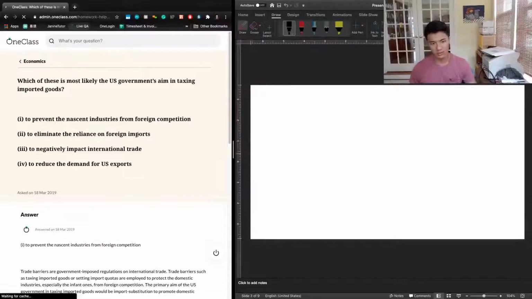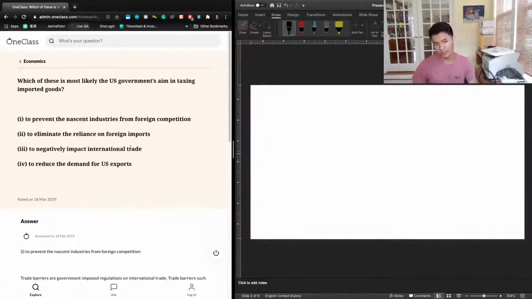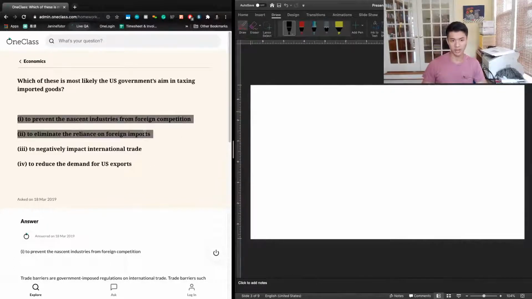Okay, next question. Which of these is most likely the U.S. government's aim in taxing imported goods? 1, to prevent the nascent industries from foreign competition. 2, to eliminate the reliance on foreign imports. 3, to negatively impact international trade. Or 4, to reduce demand for U.S. exports.